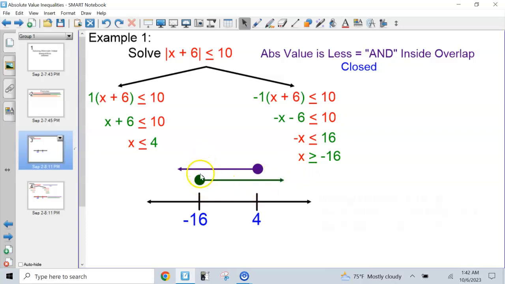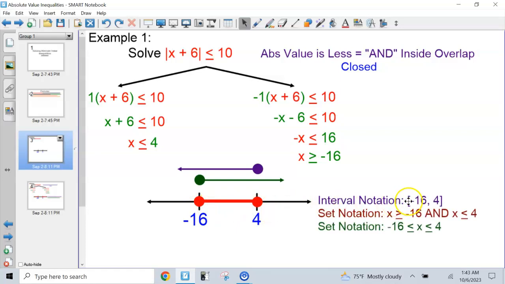I'm looking for the overlap. These two meet in the middle, so the overlap is right here in red. This picture is my answer. I write interval notation. This goes from negative 16 on the left, positive 4 on the right, both closed. For set notation, you can write both inequalities with the word and, although it's kind of weird. You should always combine it to a single one: negative 16 less than or equal to x, less than or equal to 4.